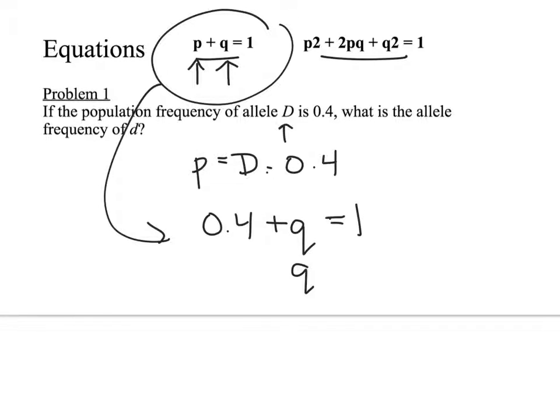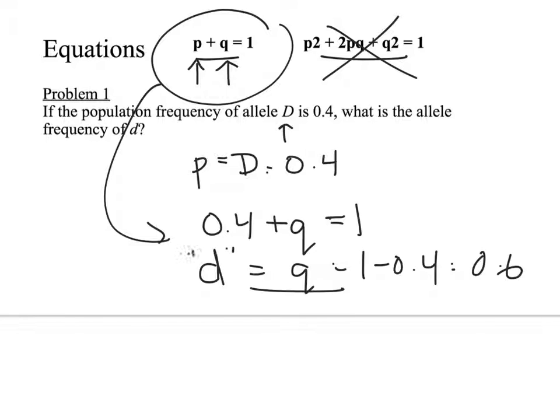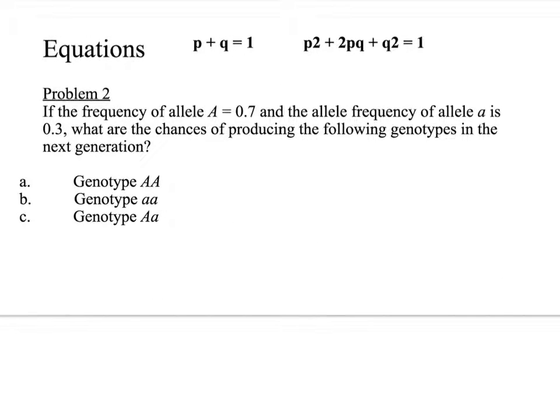So another way of thinking of this is 1 minus 0.4, or 0.6. So we don't need to bother with this equation in this initial example. All we need to know is the initial frequency of one of the two alleles, either the P or the Q. And finally, this is obviously this Q allele. We're defined as the little d, which is what we were looking for all along. Okay, pretty simple so far.